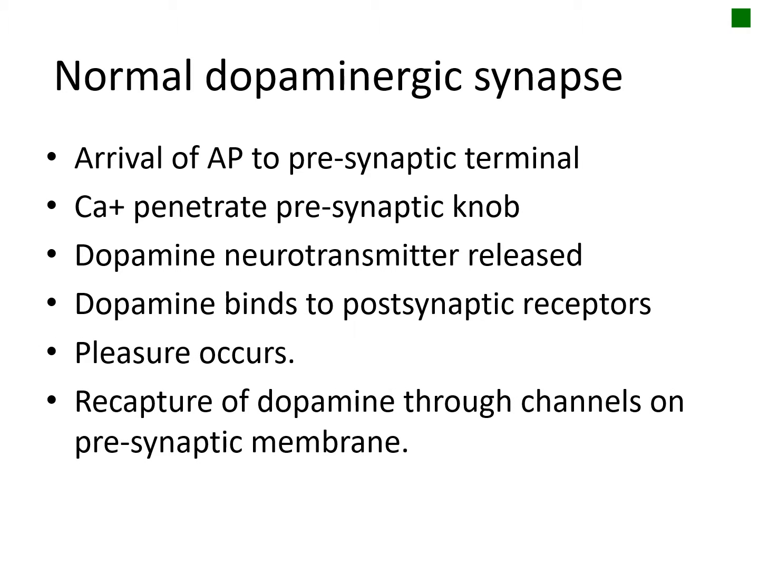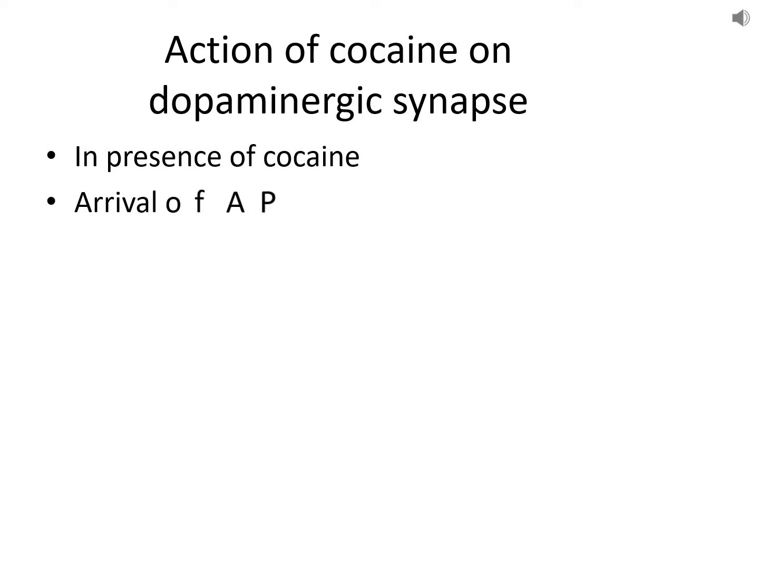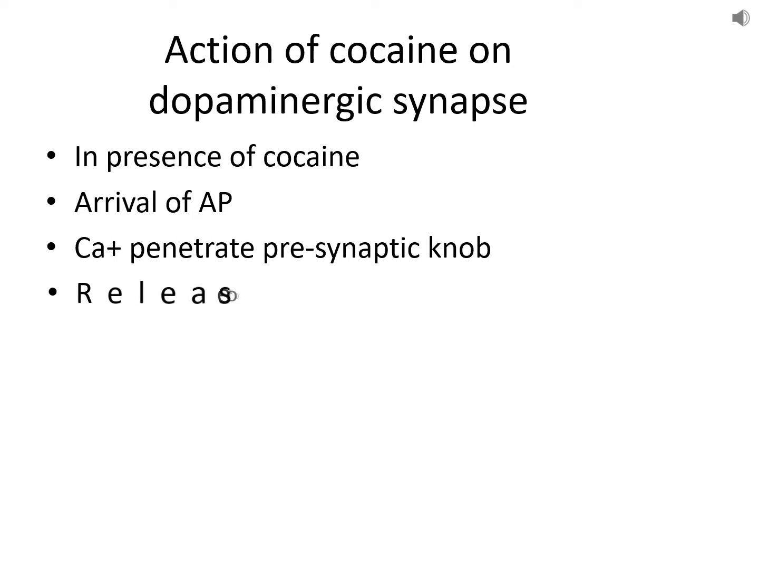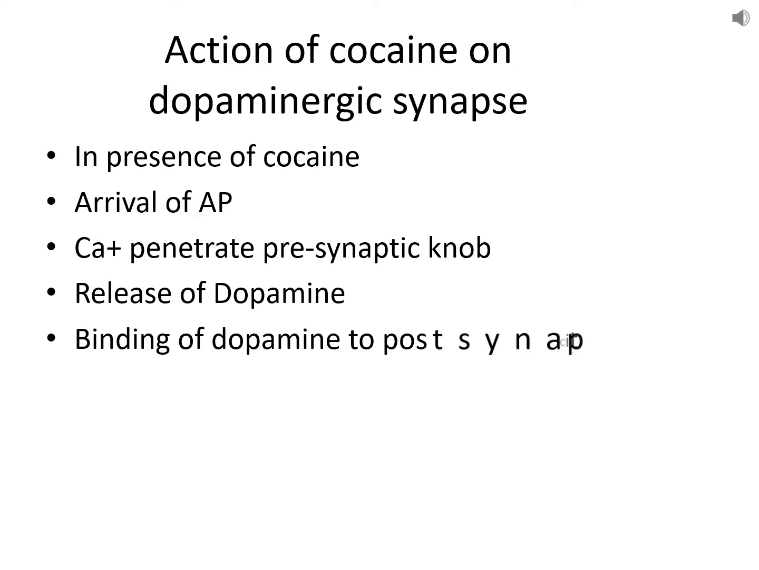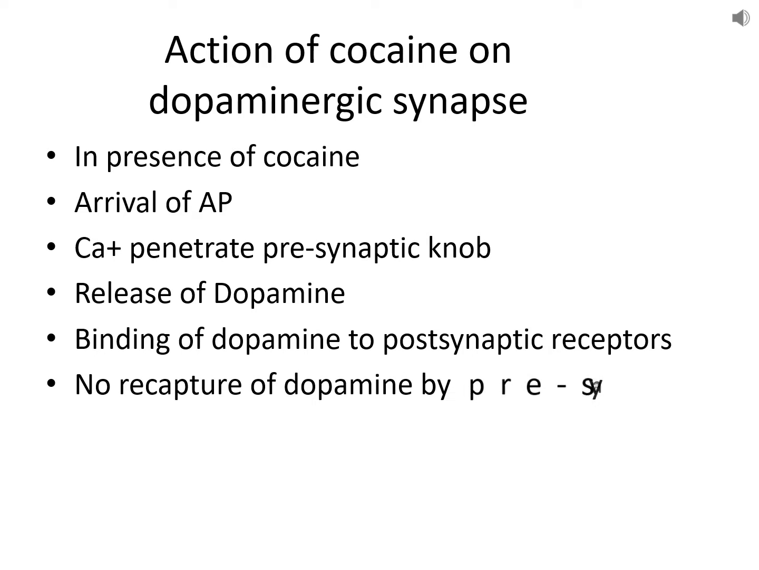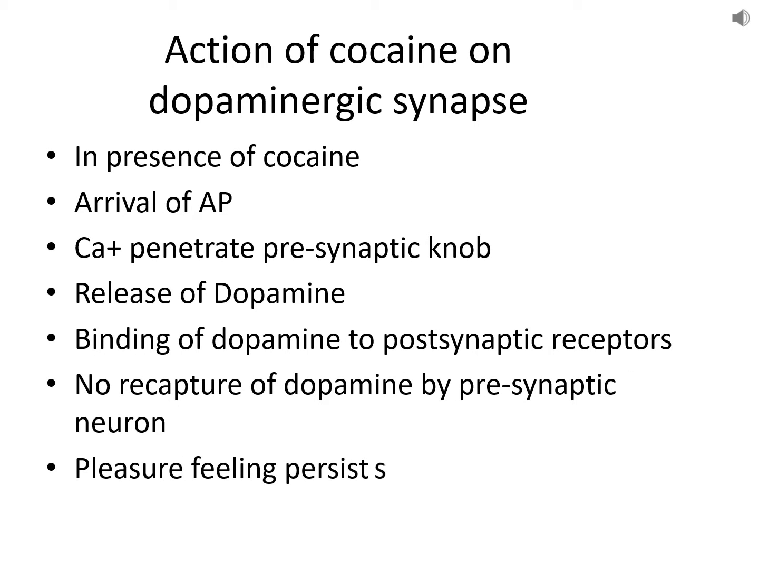Normal dopaminergic synapse: arrival of the action potential at the presynaptic terminal, the calcium ions penetrate the presynaptic node, and dopamine neurotransmitter is released, and dopamine binds to the postsynaptic receptors, and the pleasure will occur, followed by recapture of dopamine through channels of the membrane of the presynaptic terminal.